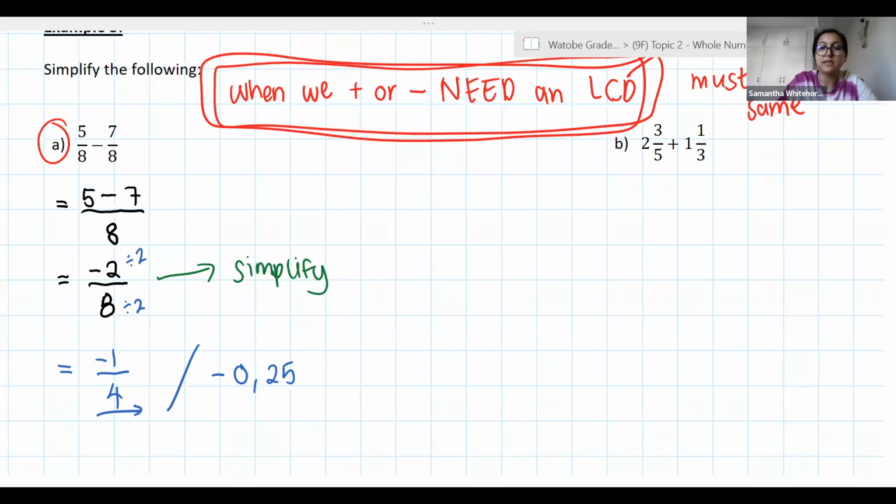Right, so really importantly, whenever we're working with fractions, simplify. And if we are adding or subtracting, we need to have an LCD.